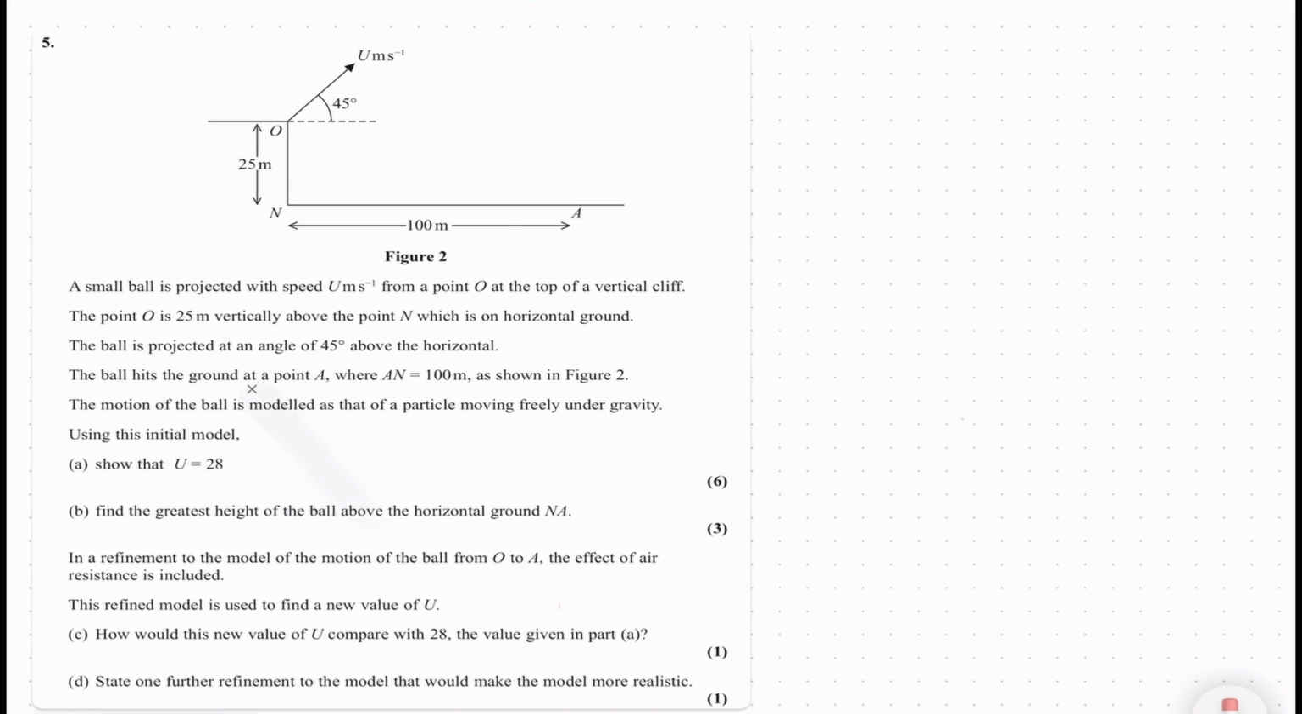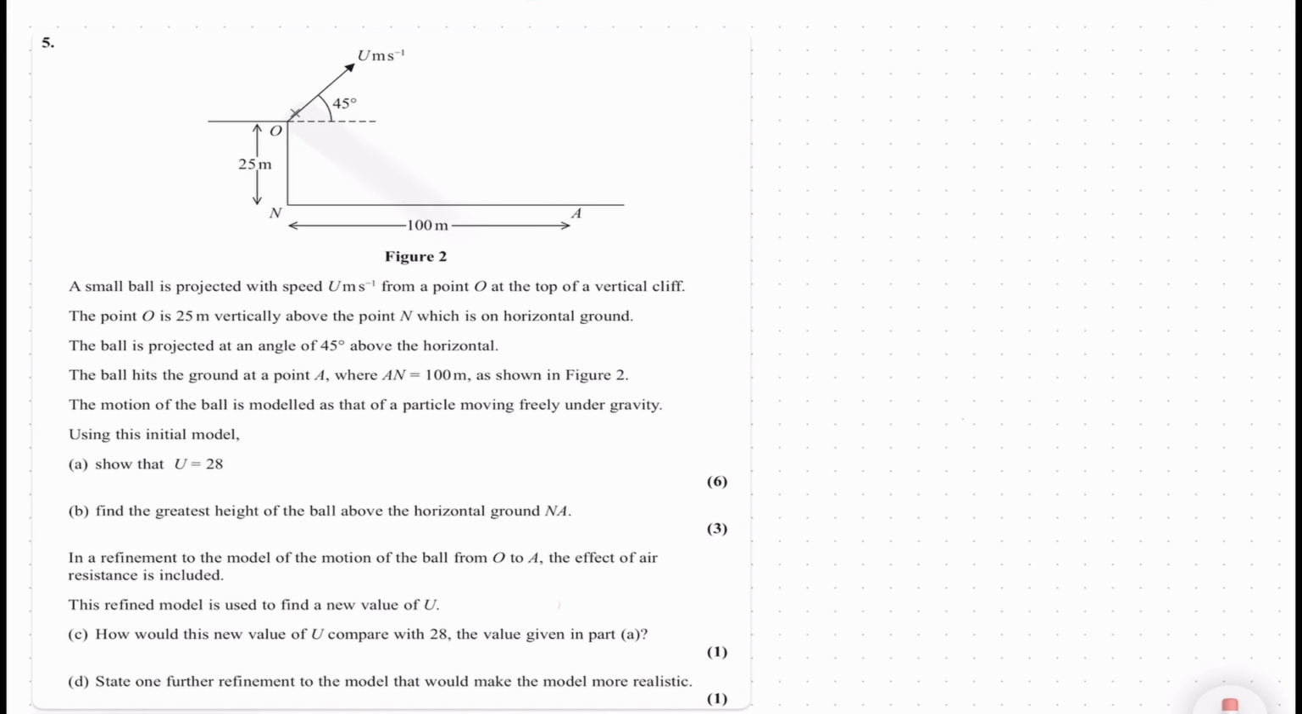The ball hits the ground at a point A, where AN is 100 meters, as shown in the diagram, and the motion of the ball is modelled as that of a particle moving freely under gravity. Using this model, we need to show that u equals 28 meters per second.